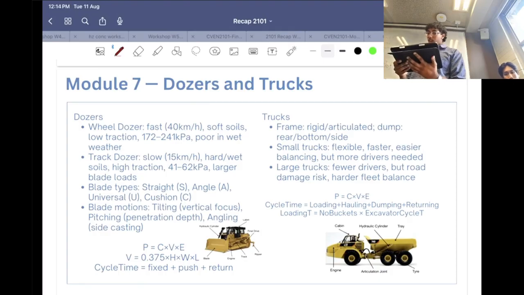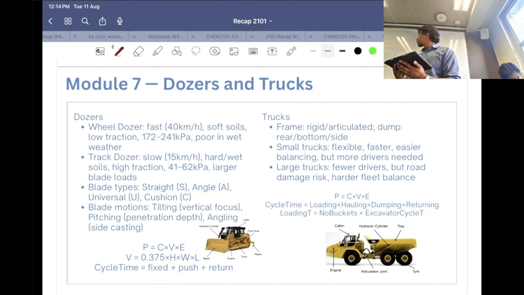Right, now we got trucks. Trucks are probably the most basic ones. We just got essentially big trucks and small trucks. This is the one which is easiest to memorize because small trucks are more flexible, faster, easier balancing, but obviously you need more drivers and more trucks. Whereas for the larger trucks, you need fewer drivers, but since they're bigger, it's harder to move around.